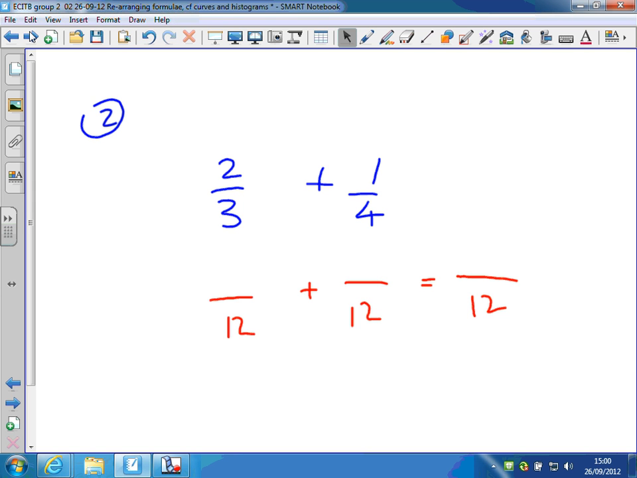So I ask myself, what have I got to do to that denominator there, 3, to get 12? I've got to times it by 4. So if I'm going to times the bottom number by 4, I've also got to times the top number by 4. 2 4s are 8. And now, what have I got to times the 4 by to get 12? 3. So times the top number by 3. 3 1s are 3. And now they're both 12s. I can add them together. 8 plus 3 is 11.